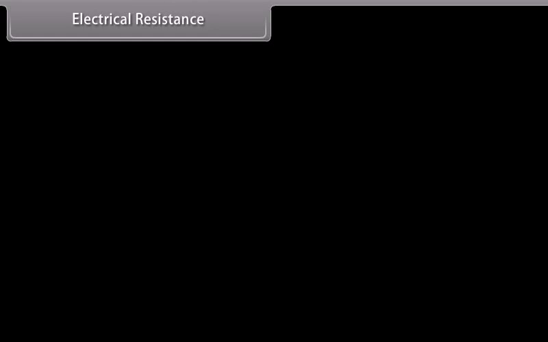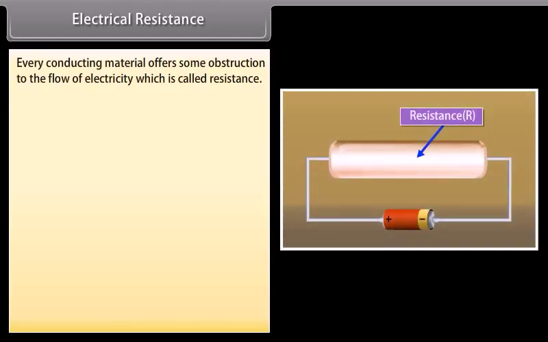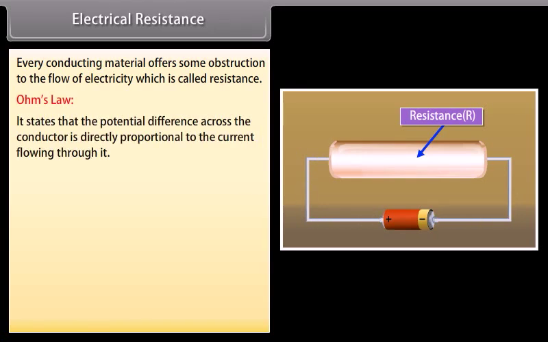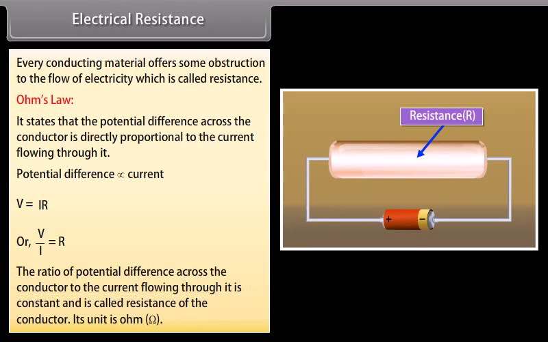Electrical resistance. Every conducting material offers some obstruction to the flow of electricity, which is called resistance. Ohm's law. It states that the potential difference across the conductor is directly proportional to the current flowing through it. V = IR, or V/I = R. The ratio of potential difference across the conductor to the current flowing through it is constant and is called the resistance of the conductor. Its unit is ohm.